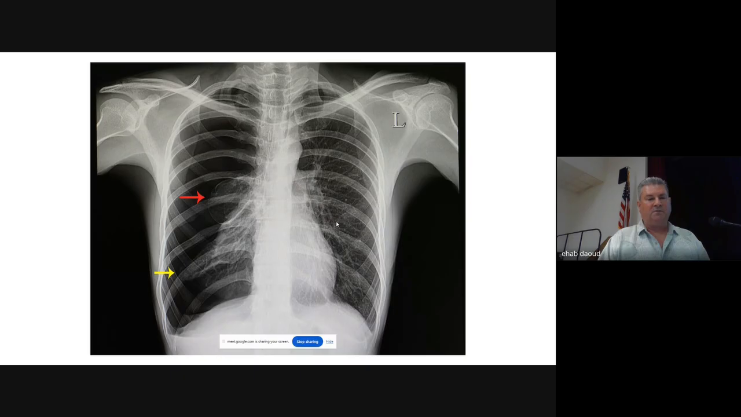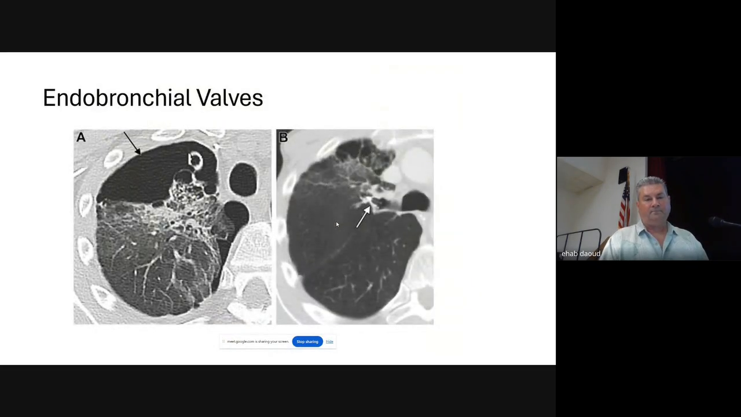But then we started doing them for persistent air leak. So here's a chest x-ray showing a large right-sided pneumothorax. Now you can see a chest tube has been placed into that pneumothorax and some pretty diseased lung. And then the one on the right, you can see a valve has been deployed and the lung is expanded.